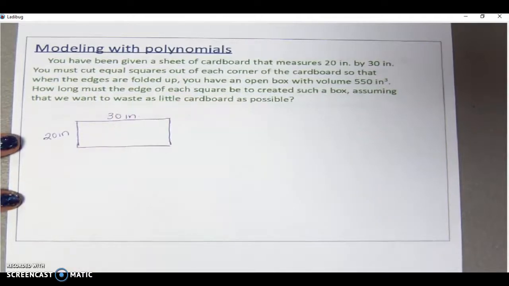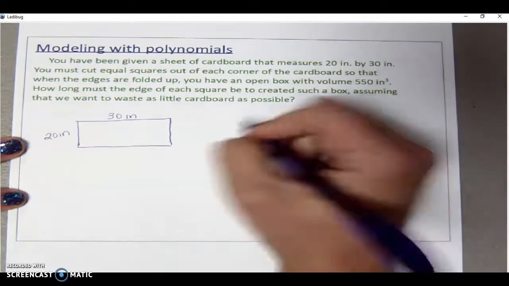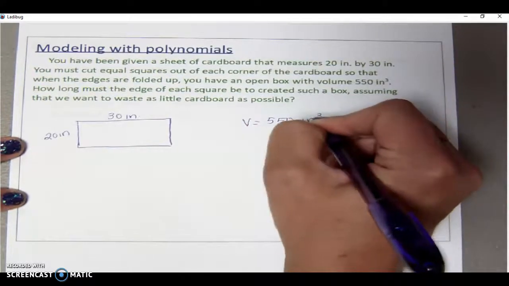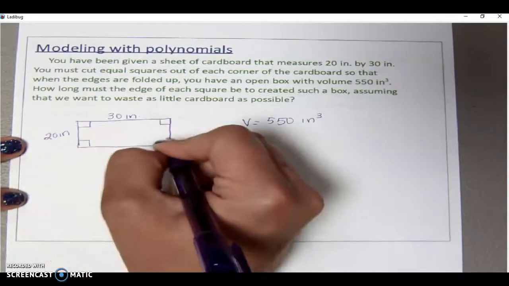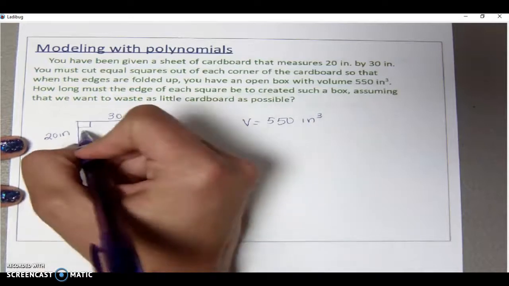You must cut equal squares out of each corner of the cardboard so that when the edges are folded up, you have an open box with a volume of 550 cubic inches. So we're going to be cutting boxes out of each side. That way it can become 3D. How long must the edge of each square be to create such a box, assuming that we want to waste as little cardboard as possible?